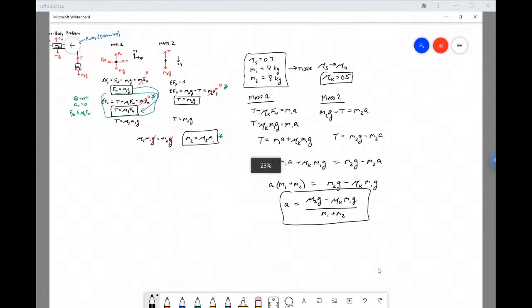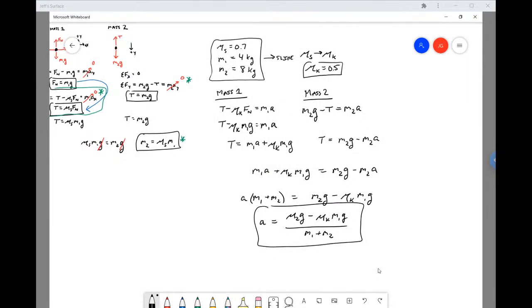Zoom out here a little bit. Okay, so let me plug in the numbers. I'll actually get a real number here. That is a mass, not a mu. My mu's and my masses look the same. Alright, so m2, 8 times g, 9.8, minus 0.5 times mass 1, which is 4 kilograms, times 9.8, divided by the total mass, which is 12 kilograms, and I get a equals 4.9 meters per second squared. Okay. I just wanted to get an actual number there.